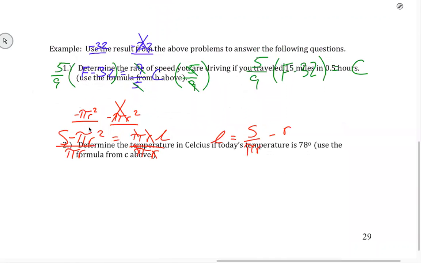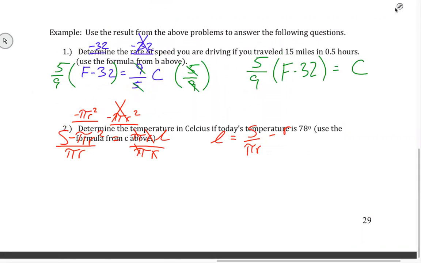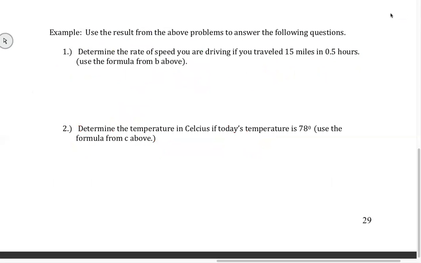All right. Here you go. 2 problems. We have to use the work we did today, so hopefully you wrote it down. I want you to determine the rate of speed you are driving if you travel 15 miles in half an hour. Okay, use the formula from above. And I want you to determine the temperature in degrees Celsius if it's 78 degrees out. So you guys need to do that. Okay, you might need a calculator.